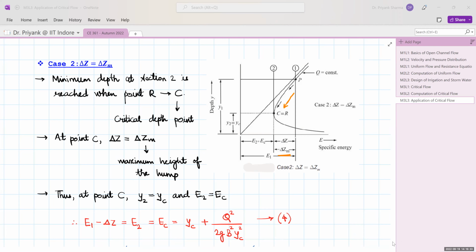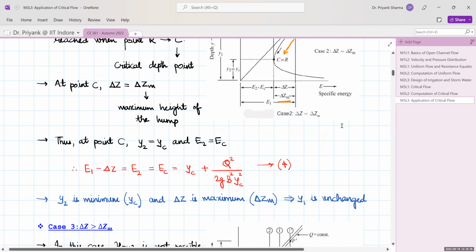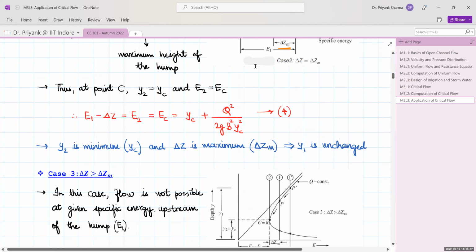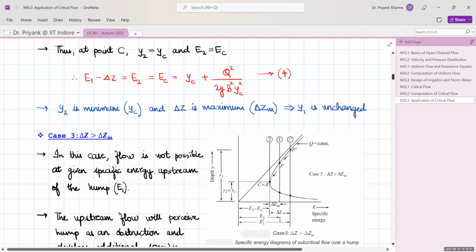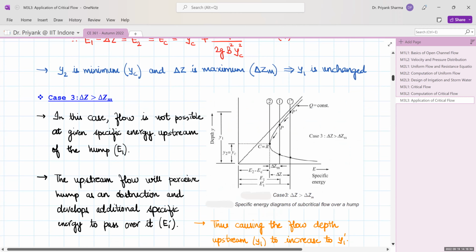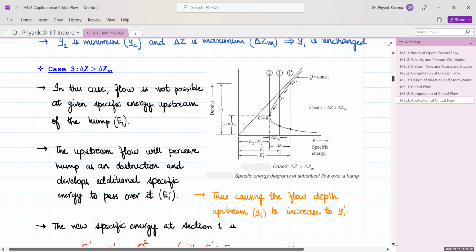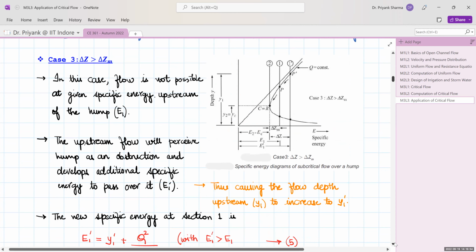So that is the condition available. Now what we observe is that your depth at section 2 becomes the critical depth, and delta Z becomes delta Zm, that is the maximum height of the hump, and Y1 is unchanged. Now coming to the third case, this is more interesting compared to the other two cases. So what happens here? Let us consider here that delta Z is greater than delta Zm.